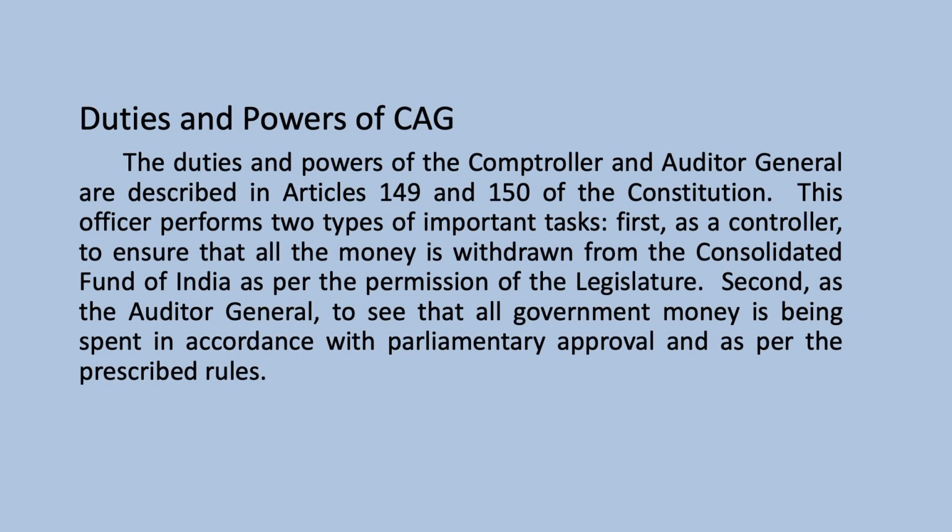First, as a Comptroller, to ensure that all the money is withdrawn from the Consolidated Fund of India as per the permission of the legislature. Second, as the Auditor General, to see that all government money is being spent in accordance with the parliamentary approval and as per the prescribed rules.